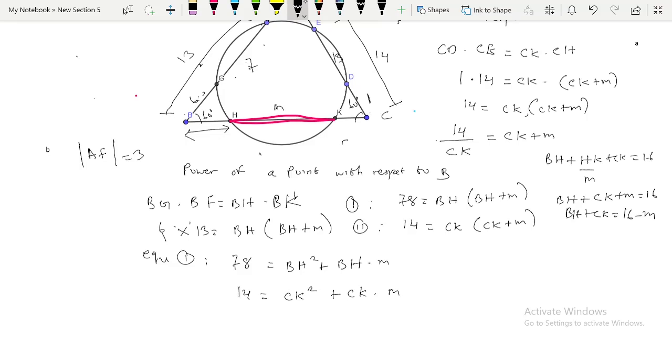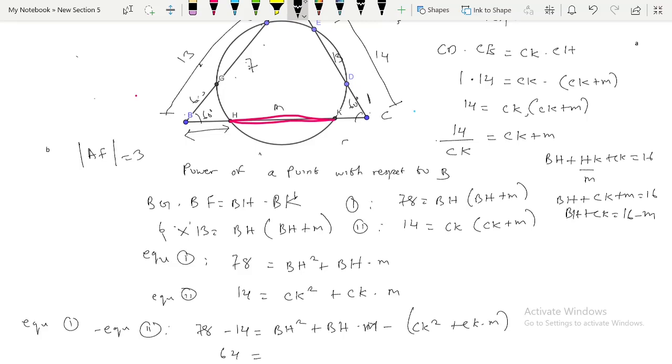So I can subtract both, equation 1 minus 2. So I have something like 78 minus 14 equals BH squared plus BH dot M, minus CK squared plus CK dot M. I'm just subtracting. So this is 64. This is now having BH squared minus CK squared. Then the remaining one is M.